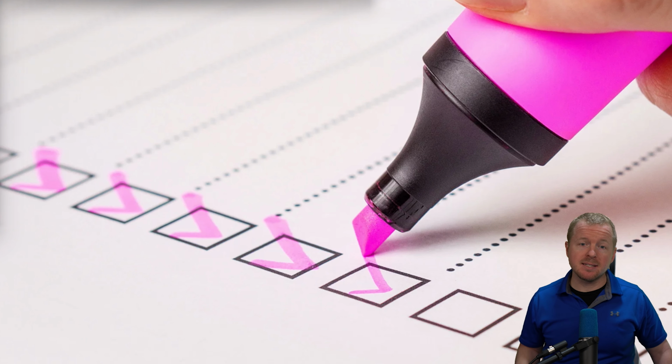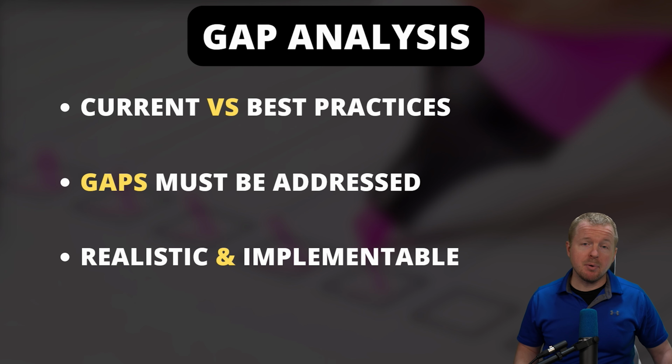Conducting a gap analysis is a crucial step. It involves comparing your current practices with those recommended by industry standards or best practices to identify what's missing or actually needs improvement. For example, if your research shows that industry standards recommend encrypting all sensitive data, but your organization currently encrypts only data at rest, that's a gap and that needs to be addressed in your new policy. This process also ensures that your policy is not only aligned with best practices, but it's also realistic and implementable.